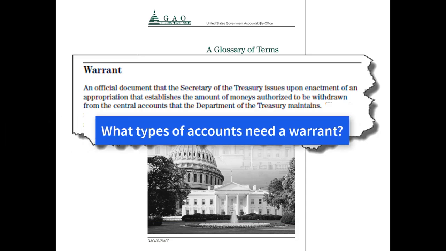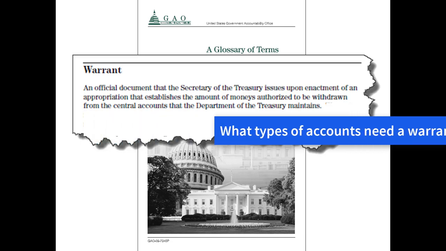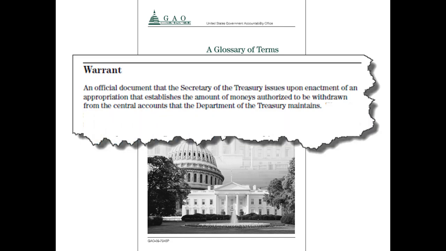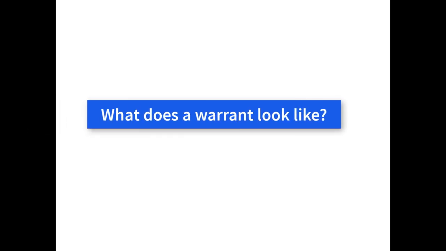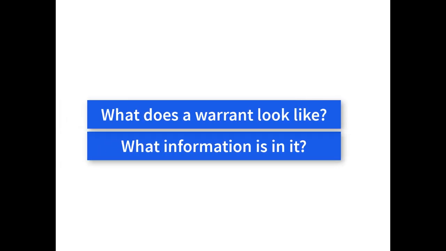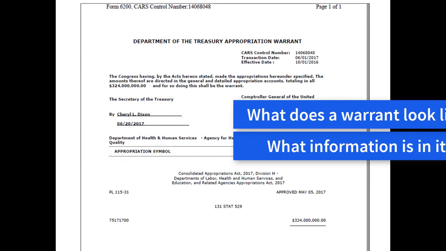Let's go back to our definition. So, what types of accounts need warrants? Since warrants establish the amount of money authorized to be withdrawn from these central accounts, it stands to reason that warrants are needed only for expenditure accounts. Okay, so we only need warrants for expenditure accounts. But what does a warrant look like? What information does it contain? Let's take a look at a sample warrant.